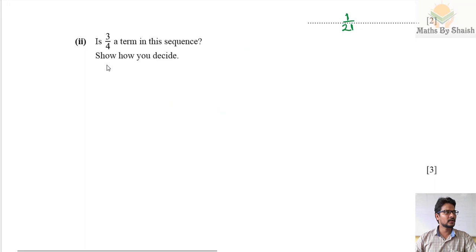The second part is: is 3 over 4 a term in this sequence? So how do we decide this? The nth term is given as 2n over n plus 1, and here n has to be the term number, that is first term, second term, third term, fourth term. If this is a term in the sequence, then we should get some natural number n for which this is going to be the term.